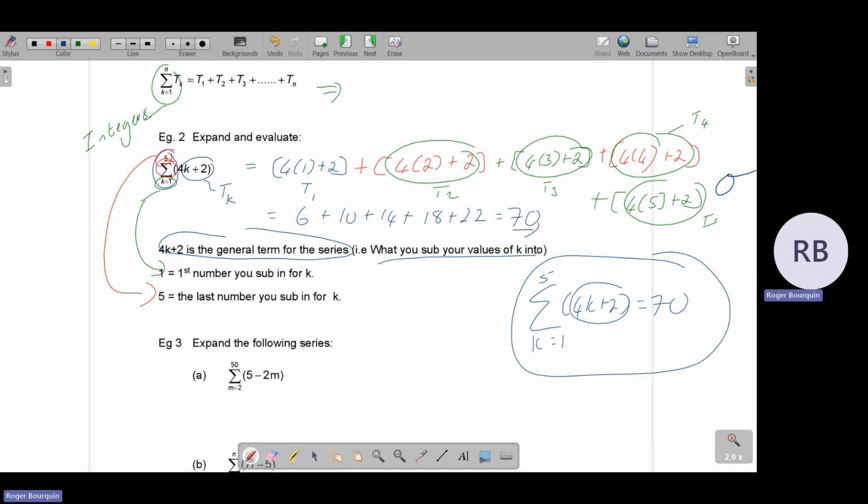So, a reminder. This is what you sub into. This is the first number you sub in. This is the last number you sub in. This instruction means what? Add up.